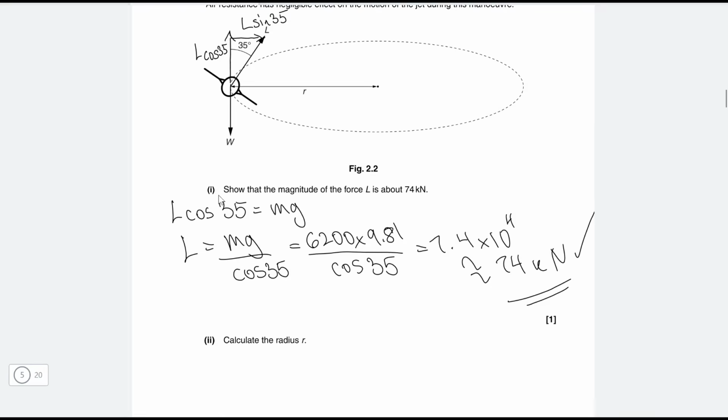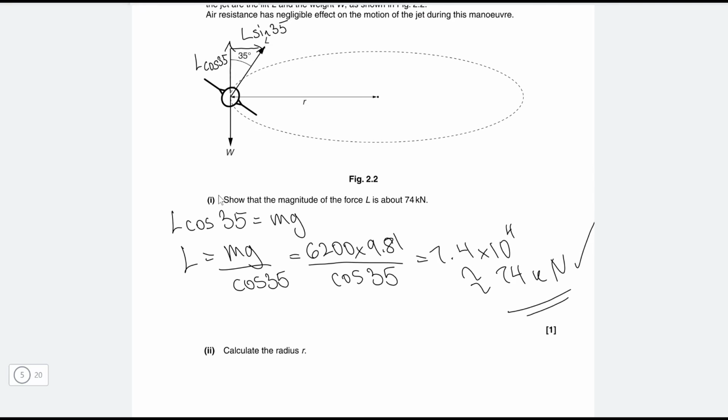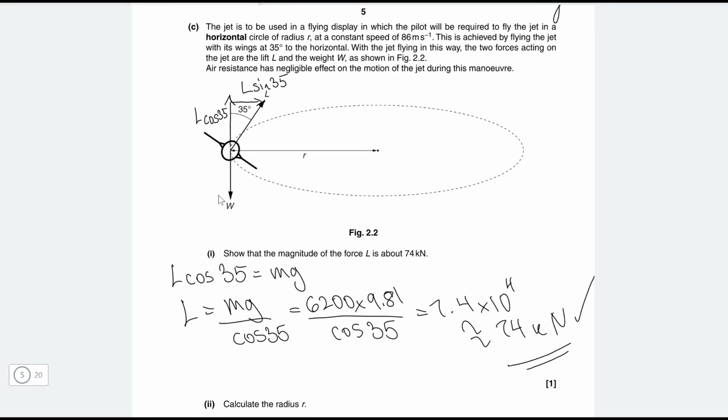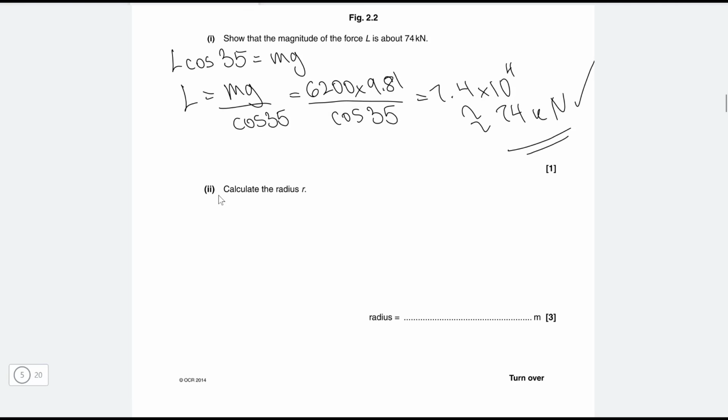Now, chances are we'll need to use the other component, which is L sine of 35, and this will be providing the centripetal force. Well, are we given the speed? Yeah, we're given the speed, so what we can just write is that L sine of 35 is equal to mv squared divided by r, and we already have L, so we can just rearrange to find the radius. So our radius will be equal to mv squared divided by L sine of 35.